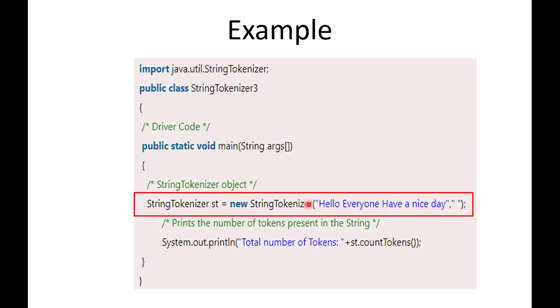This example exhibits the second constructor, which takes the string and then the delimiter. The string is "Hello everyone, have a nice day", and the delimiter is space. So "Hello everyone, have a nice day" will be tokenized with the delimiter as space. At last the tokens will be: Hello, everyone, have, a, nice, day. These are the tokens generated. The countTokens method will give you the number of tokens. This is a predefined method of the StringTokenizer class.